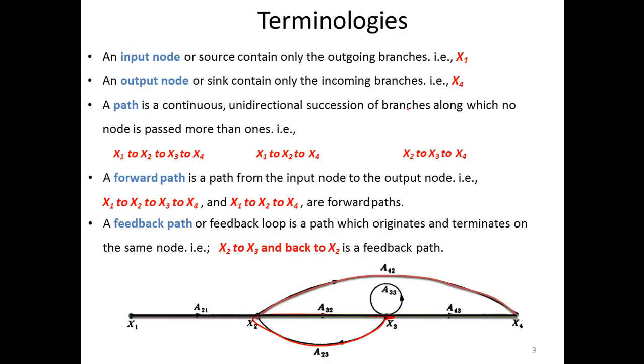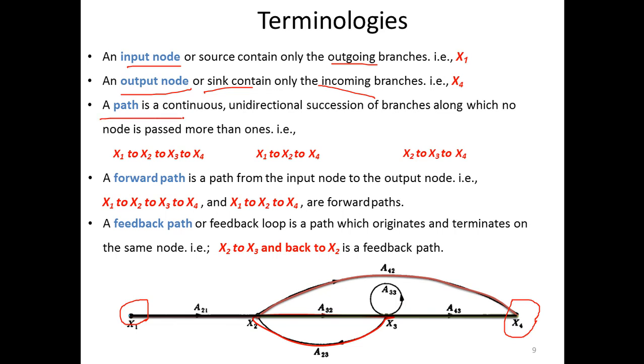Now let's talk about the terminologies that are involved while we are discussing this signal flow graph. The first thing that you should know is the input node. So this is your input node x1, where the input is given to the system. Output node, or the sink, is the one at the end of the system, and it has no output branch, it has only incoming branches. Similarly, the input node has no incoming branches, it has only outgoing branches.